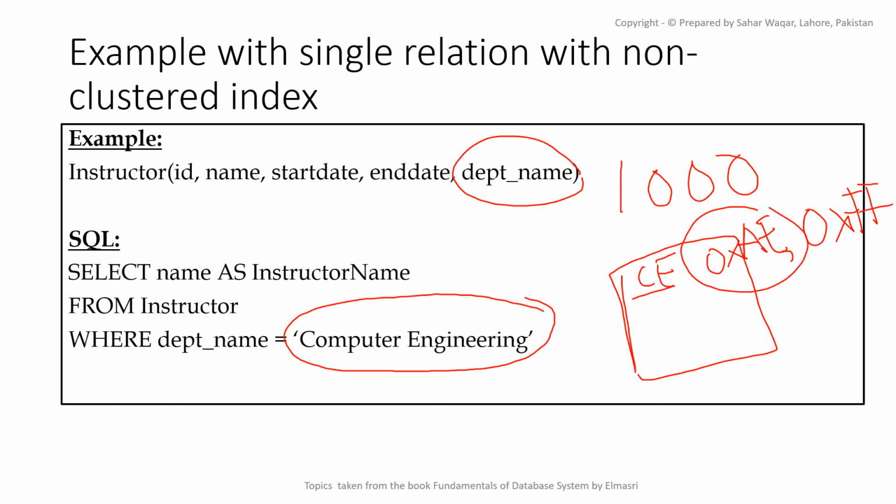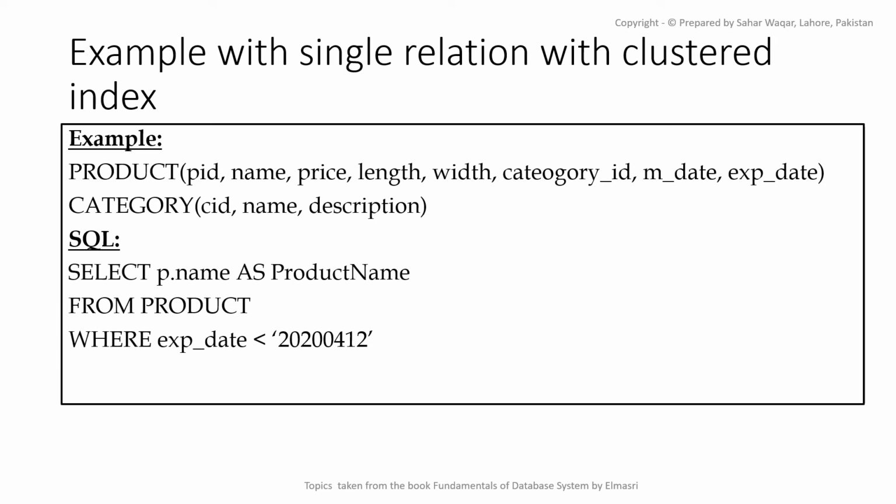For the example of clustered indexes, we have two relations: product, having product ID, name, price, length, width, category ID, manufacturing date and expiry date, etc., and a category table with ID, name, and description as its attributes. We want to list all the products with expiry date less than 12 April 2020. So do we think that an index is required here? If there are, let's suppose, 10 lakh tuples in the product table, then without indexes, we will need to scan all tuples to get the products with the desired expiry date.